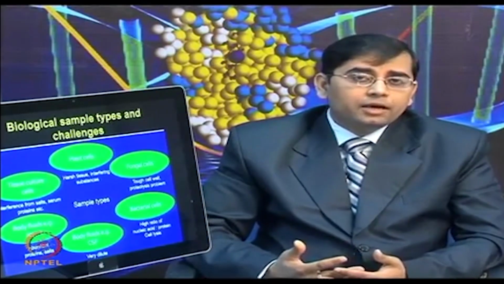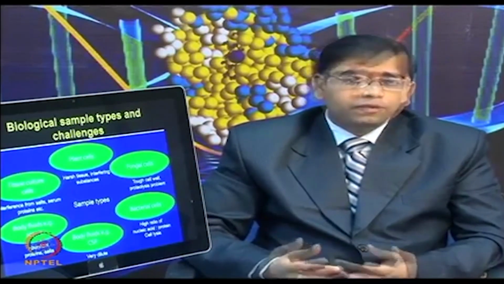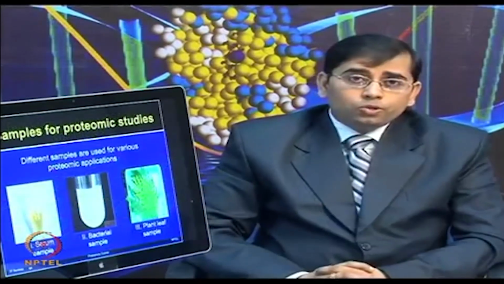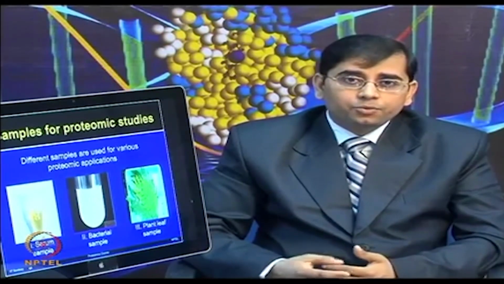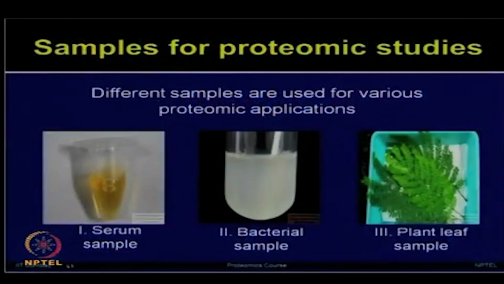Body fluids such as serum are very rich in abundant proteins as well as salt. So, you need to get rid of those abundant proteins such as serum albumin and remove the interfering salts. So, although the sample diversity is very much, samples are very complex, I will still try to take 3 representative examples. One, the serum sample obtained from human. Second, the bacterial sample which will be taken from Bacillus species, and third, the plant leaf sample.